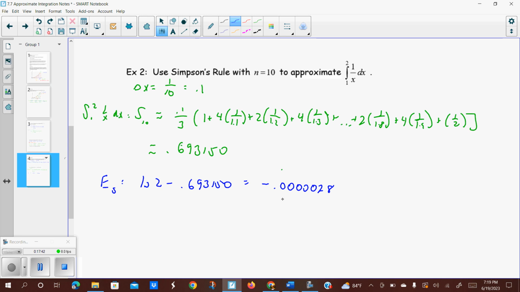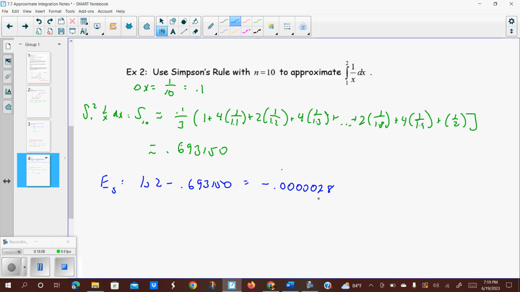What is that? The tenths, hundredths, thousandths, ten-thousandths, hundred-thousandths, millionths. That is within 3 millionths of the exact value. And again, that's negative, which means it's going to be an over approximation in this case. Again, not terribly important there. But Simpson's rule, again, it's mostly just knowing the formula and plugging it in. It gives you a very, very strong approximation in a case like this.